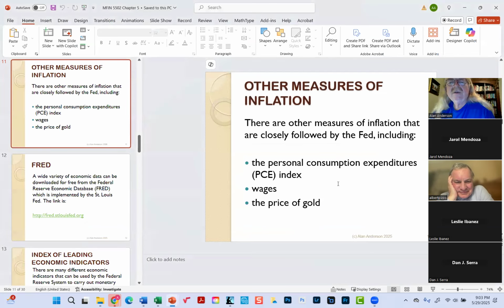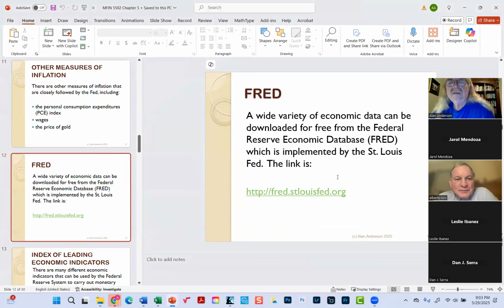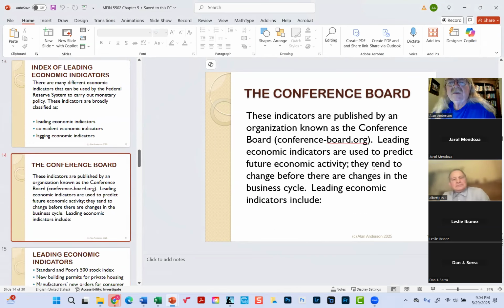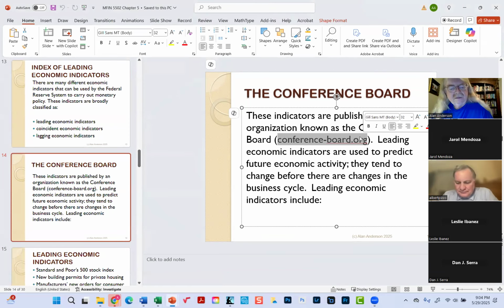All right. And then so the Fed will take a look at these. Among the different indicators that are used by the Fed, they fall into three basic categories: leading, which means they are forecasts of what we can expect in the future; coincident, which basically tell us what's happening right now; lagging, which means they tell us what's happened after the fact. And so the Conference Board is where you can find all these indicators. They have a lot of detailed discussion about what they are and how they're defined.